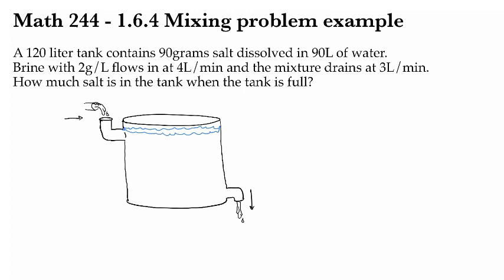So let's see an example of a mixing problem. We'll start with a 120 liter tank that contains 90 grams of salt dissolved in 90 liters of water. Brine with 2 grams per liter flows in at 4 liters per minute, so that's the incoming right here. And the mixture drains at 3 liters per minute, so that's the rate coming out down here. How much salt is in the tank when the tank is full?